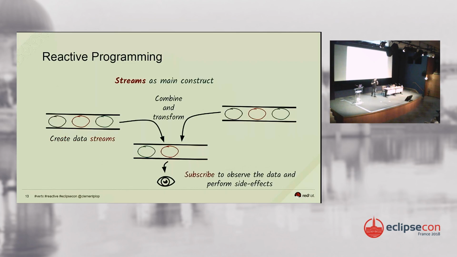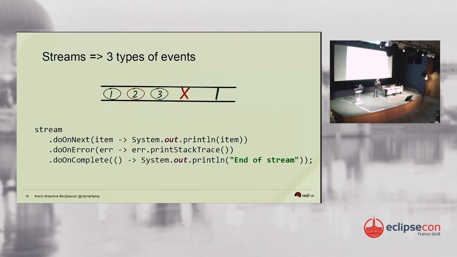Reactive programming uses the concept of data streams to orchestrate all your logic. So you are going to create new data streams. You are going to combine and transform data streams, and then you are going to observe them. So during this observation, you can have three things. You can have data, you can have failures, and you can have completion for bounded streams.